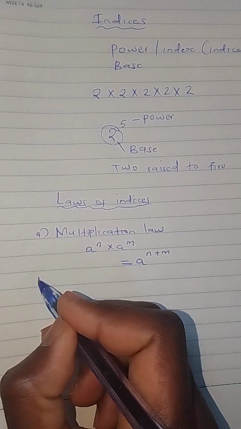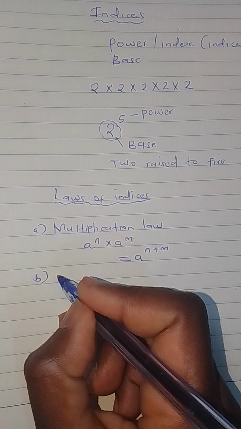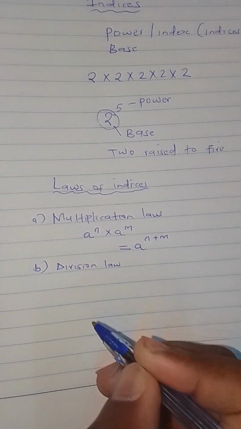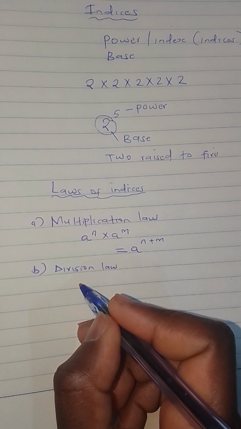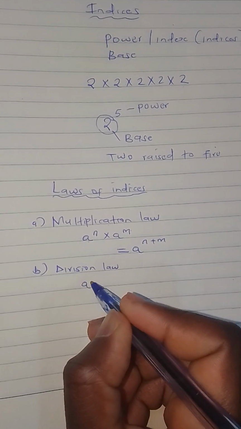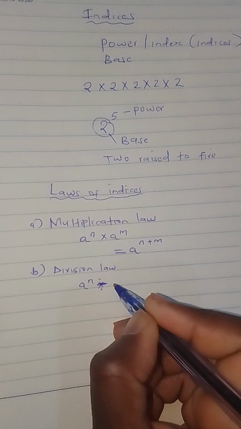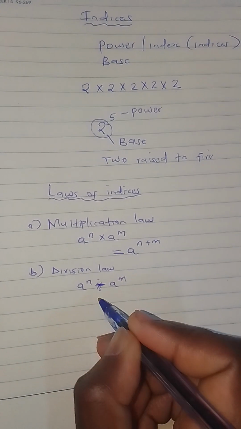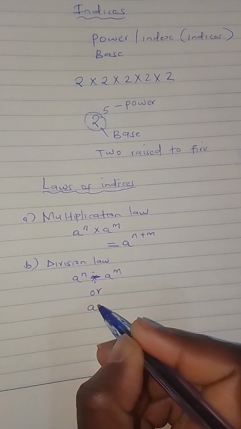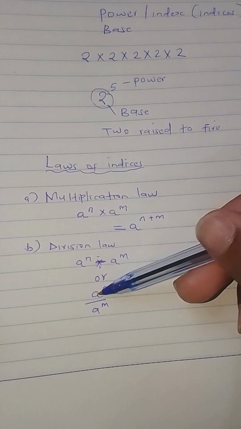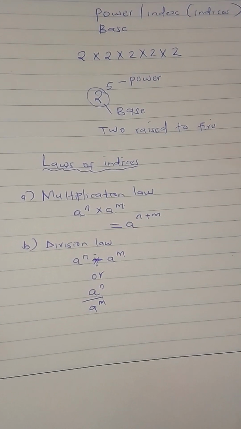We go to the next one, that is the division law. The division law, let me say maybe you've been given a raised to n again, divided by a raised to m. This one can also be written as a raised to n over a raised to m. So anytime you are given the two, it means the same thing.